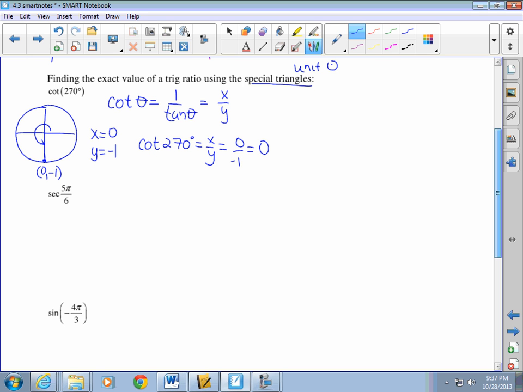So for my next one here, I have secant of 5 pi over 6. So again, first thing I do is I'm going to draw my coordinate plane, my unit circle.